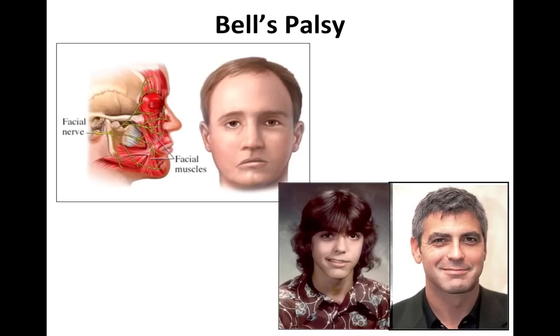Now, of course, you can see here images of what Bell's palsy would look like. So here you can see the side of the affected nerve. So that would be the right nerve that was actually damaged in this situation, allowing the muscles to sag. And George Clooney is kind of the poster child for Bell's palsy itself. You can actually see in the image of him back in high school where Bell's palsy has its greatest effect.